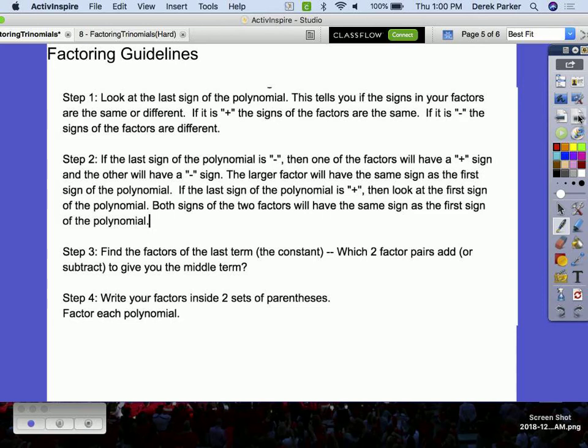Step 3, find the factors of the last term, the constant. Which two factor pairs add or subtract to give you the middle term? Let me rephrase that. You're going to look at the constant, and you're going to find all the factors that multiply to give you that. Those two factors have to add up or subtract to give you the middle term. Write your factors inside of two sets of parentheses and then factor each polynomial.